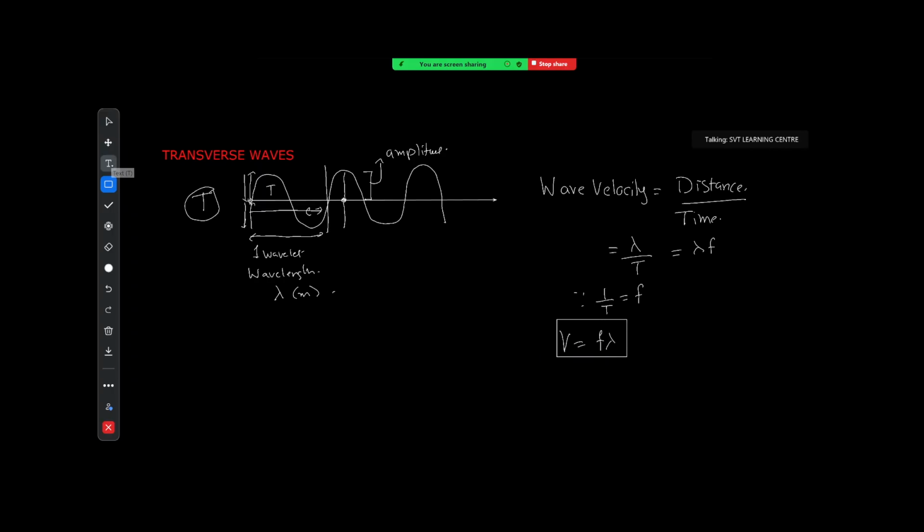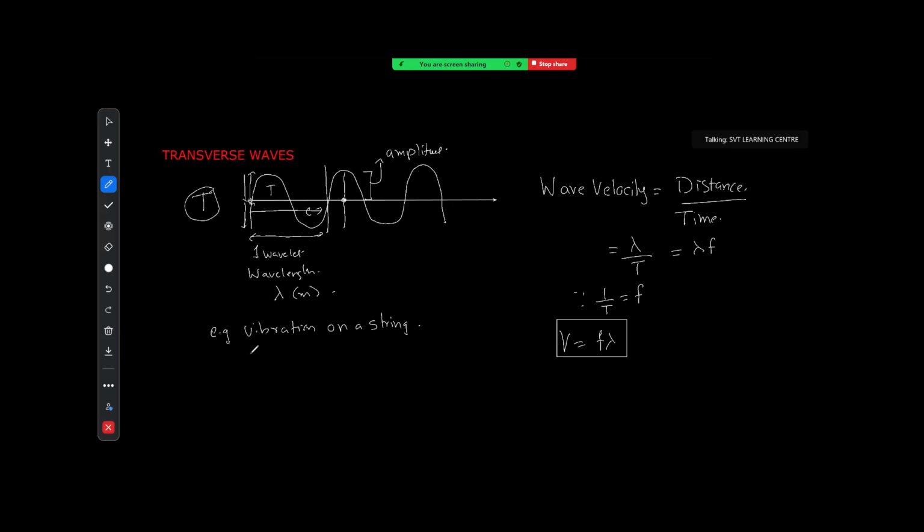Also remember that in case of transverse wave, an example is vibration on a string. The first example that we can say is vibration on a string, like you play your guitar. So the vibration on a string is this.